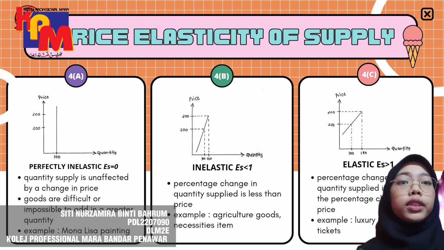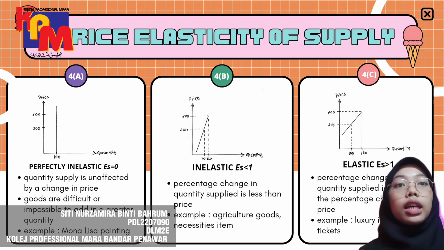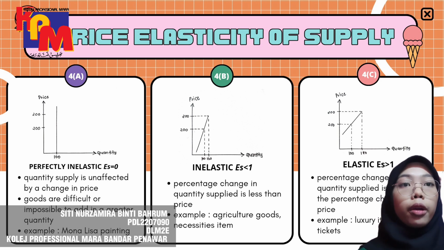Lastly, for question 4c, it is described as elastic, which is ES is greater than 1. The percentage of change in quantity supply is greater than the percentage of change in price. It is usually the product that has a high demand because of their high value. For example, luxury items such as iPhone or Gucci bag, and also aeroplane tickets.